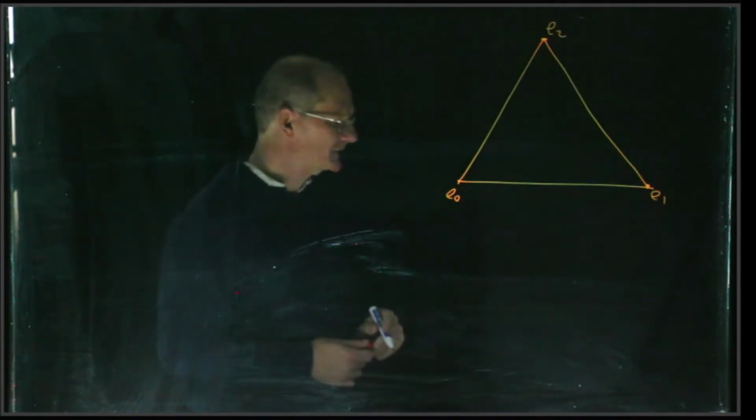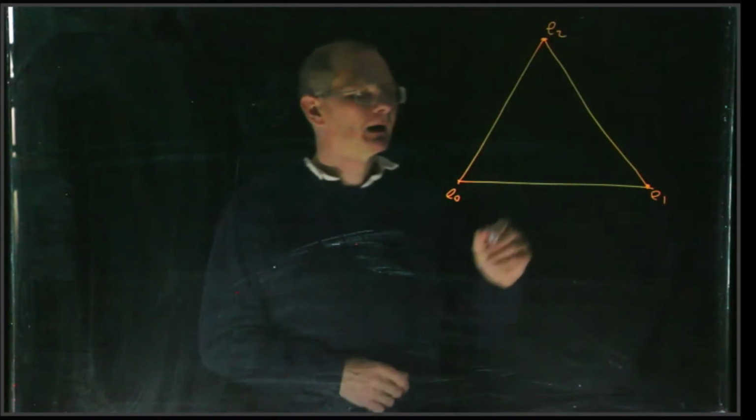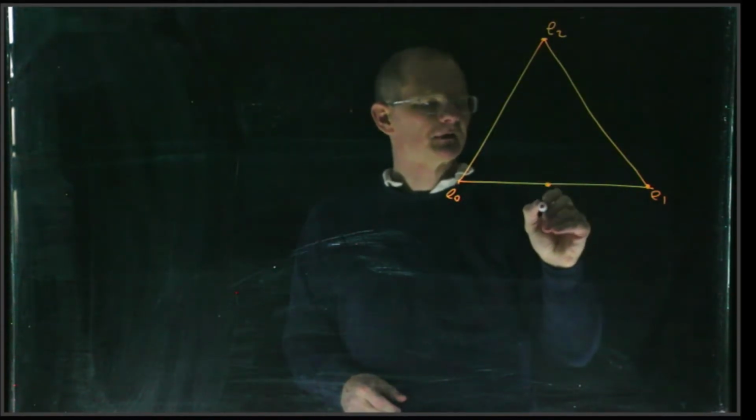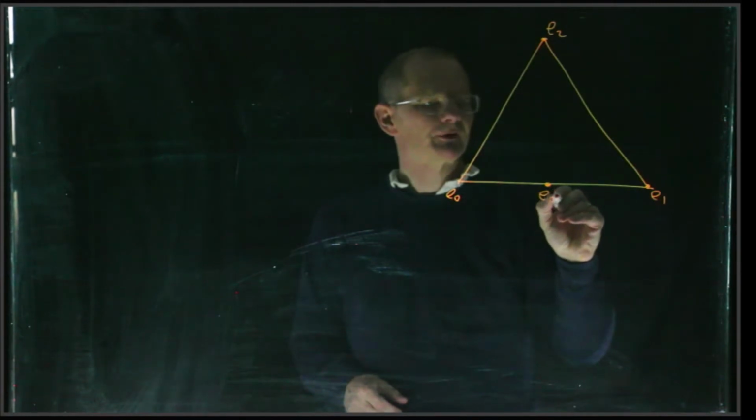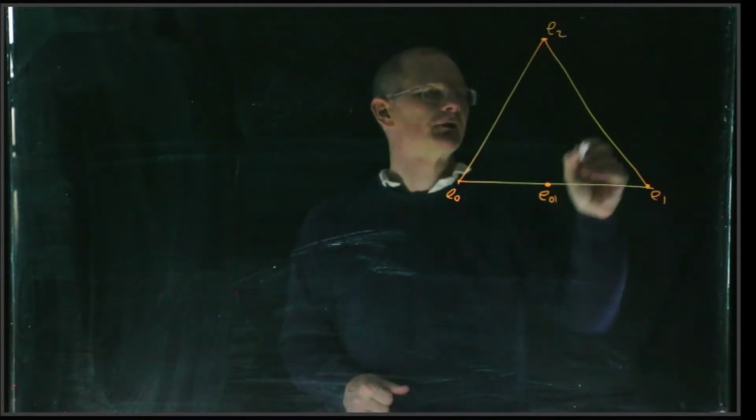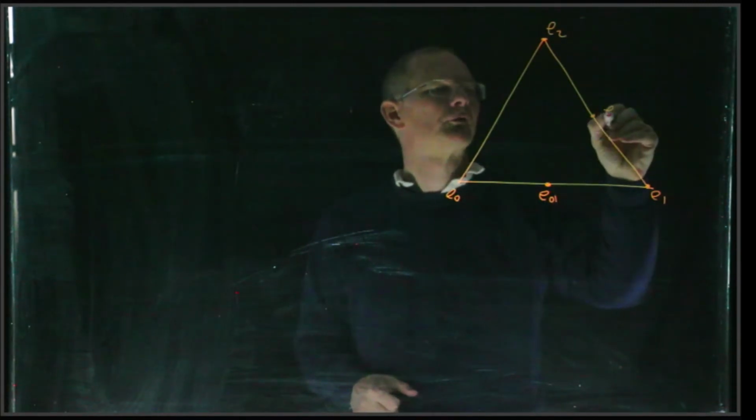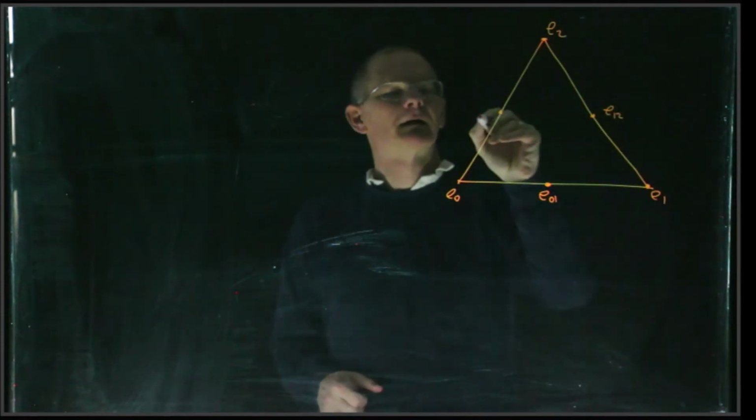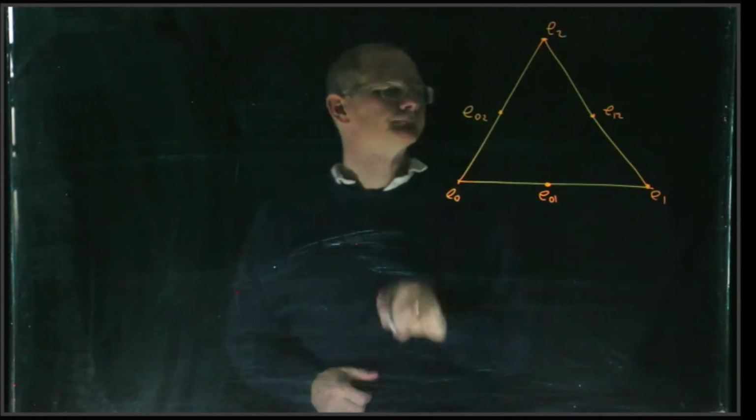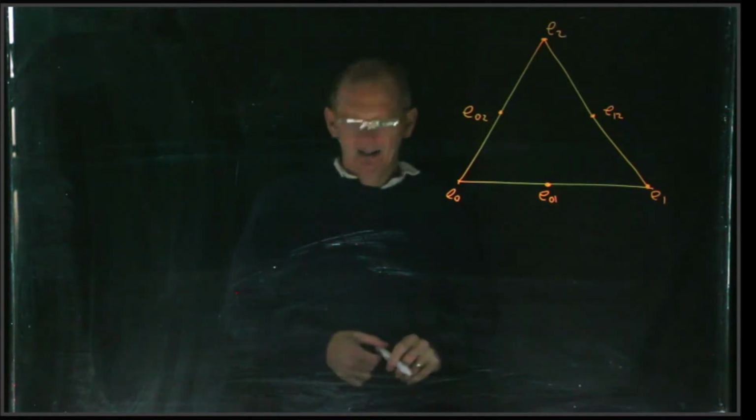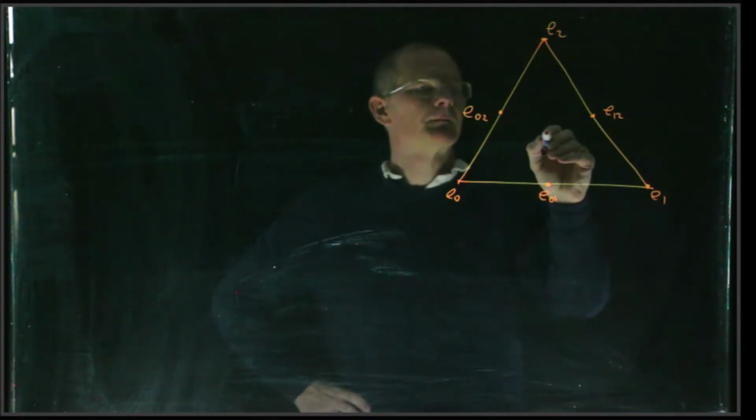With 3 vertices, E0, E1, and E2. And I'm going to divide each of the boundaries, each of the edges. So this I'm going to call E01 here, E12 here, and E02 here. And now I'm going to mark in.